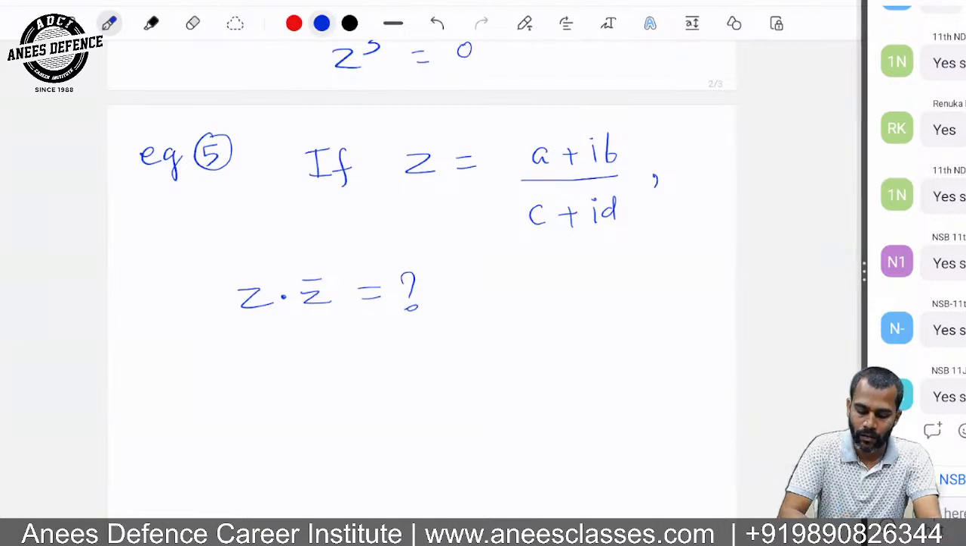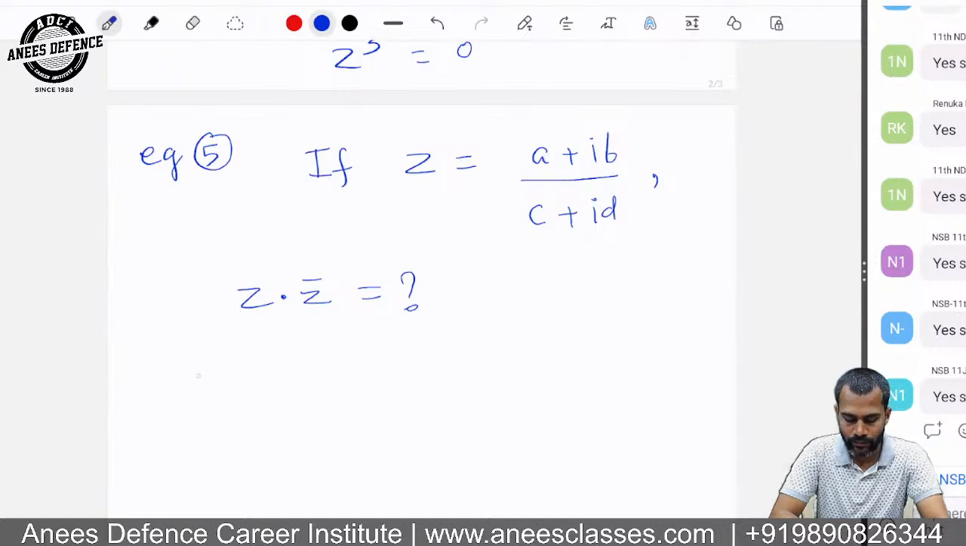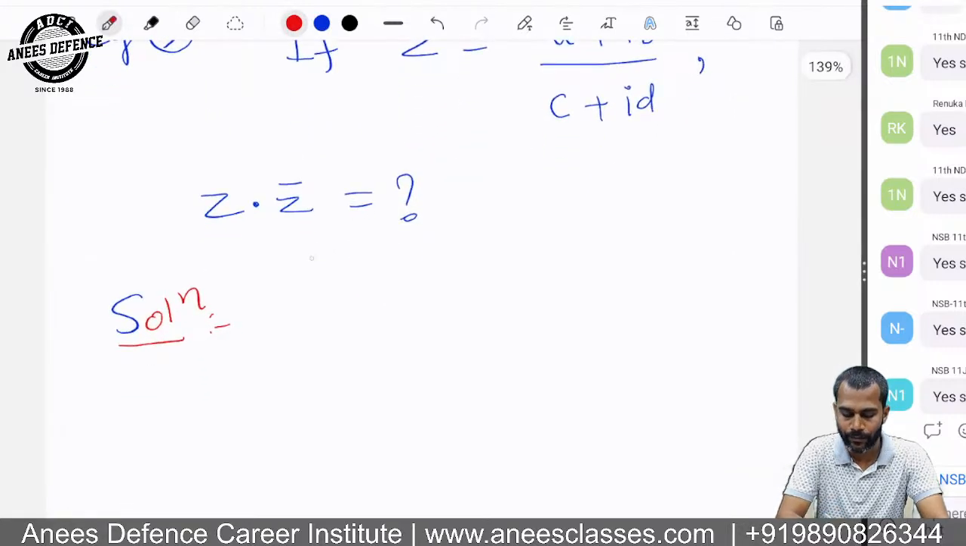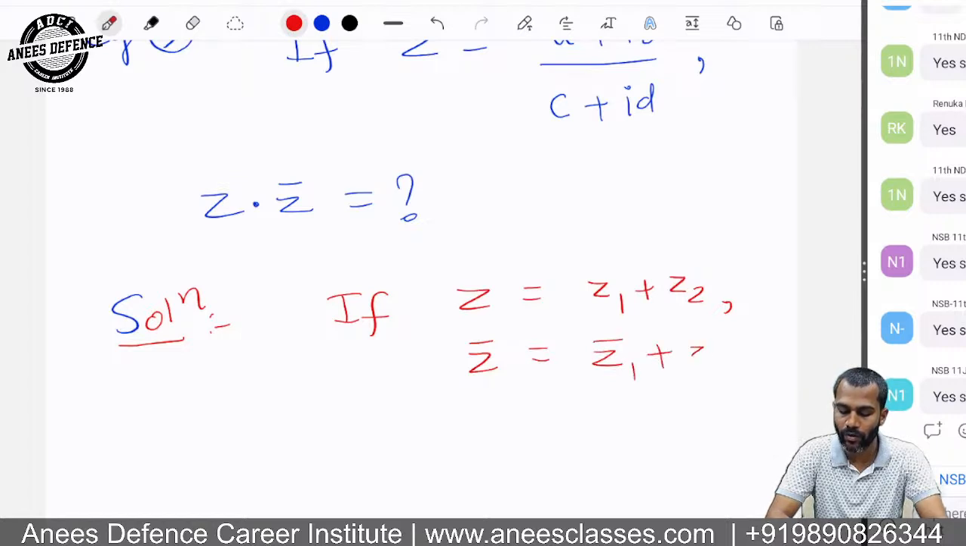Very easy. We already know one property. We have to find out Z conjugate. Let me tell you the property: if Z is equal to Z1 plus Z2, then Z conjugate is equal to Z1 conjugate plus Z2 conjugate. Always remember. This is the first property.